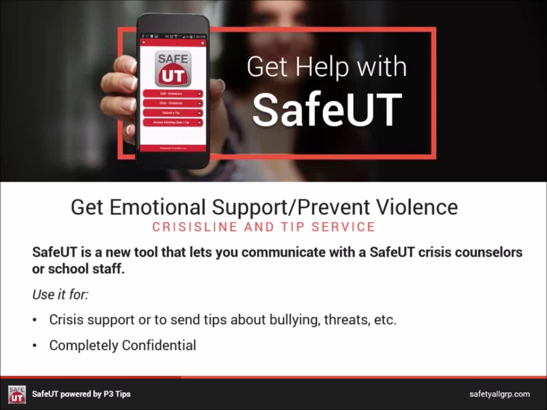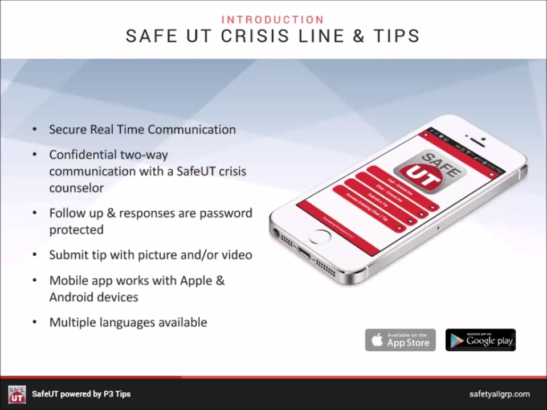The SafeUT Crisis and Tip Line provides secure real-time communication. It allows confidential two-way anonymous communication with SafeUT crisis counselors or school staff. Follow-up and responses are password protected, and you can submit a tip with a video or picture. The mobile app works with both Apple and Android devices.